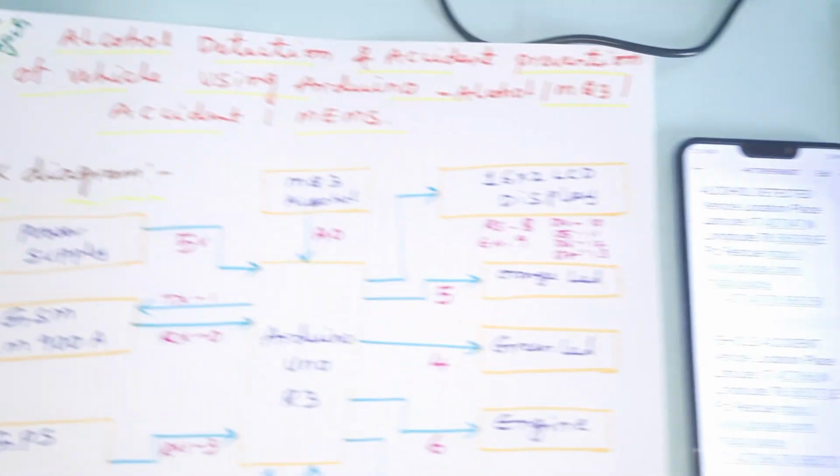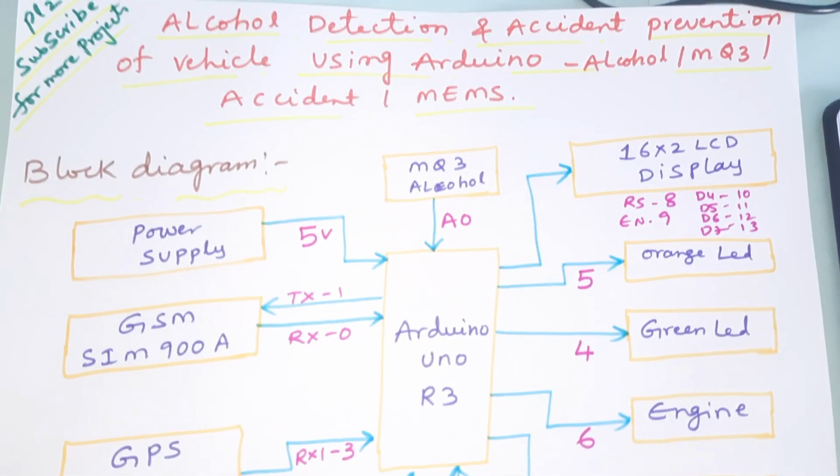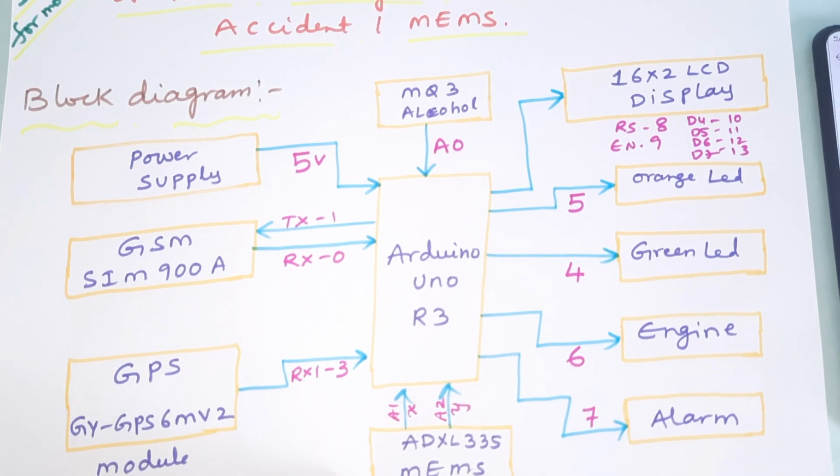The project title is Alcohol Detection and Accident Prevention of Vehicle Using Arduino with Alcohol and Accident Alert System.